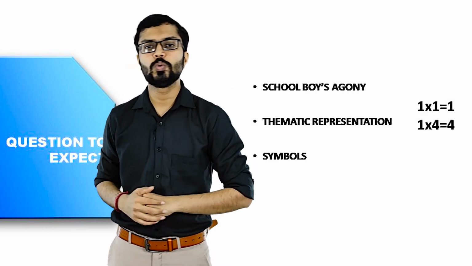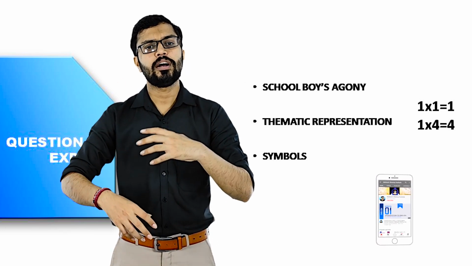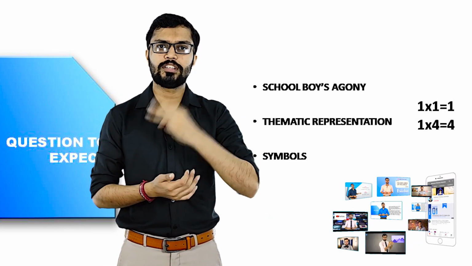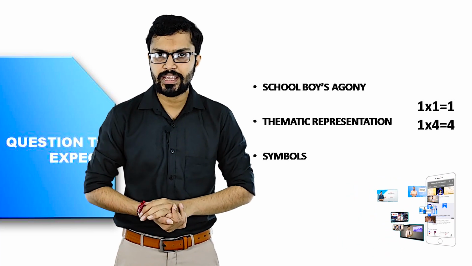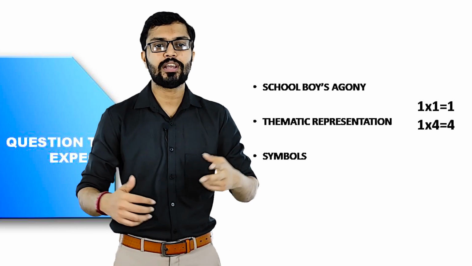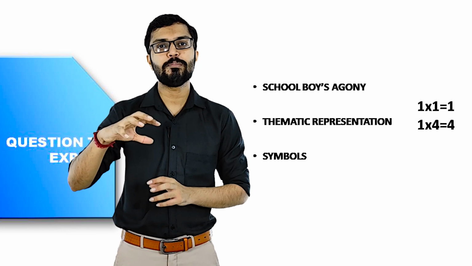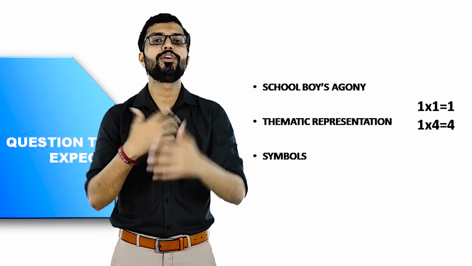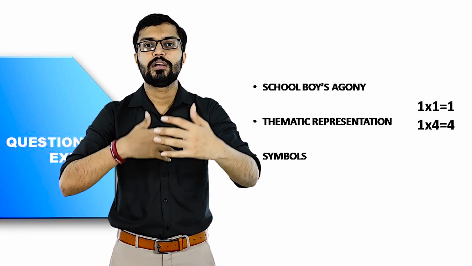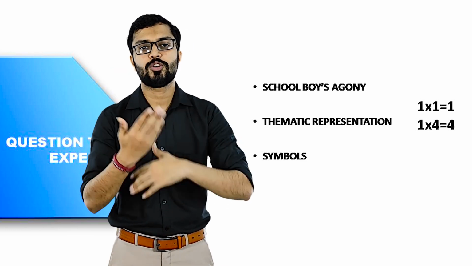So now the first point is the schoolboy's agony. Agony means sadness. The second one is the thematic representation, and the third one is the symbols. So here three kinds of questions may come: the schoolboy's agony, thematic representation, and symbols in the poem. Schoolboy's agony or sadness may be a direct question. How does the schoolboy feel in the school, or what is the condition of the schoolboy in the school in this poem? This kind of question may come.